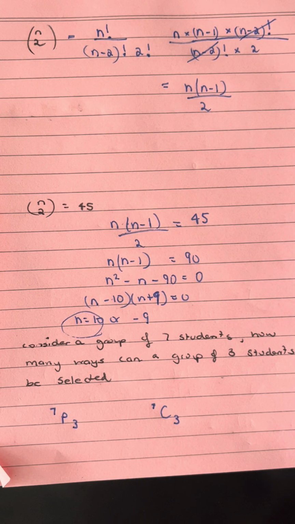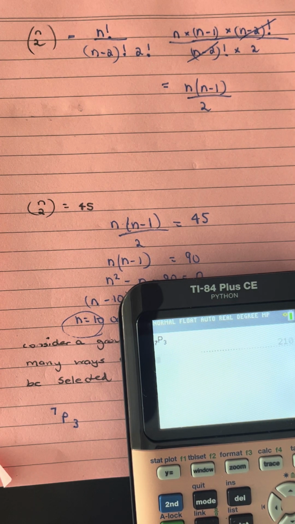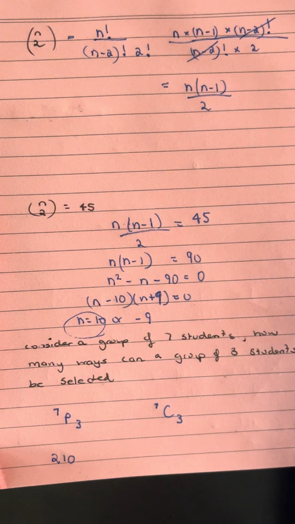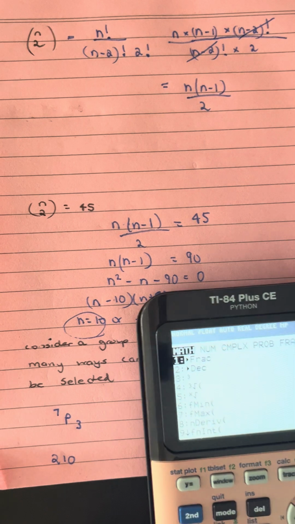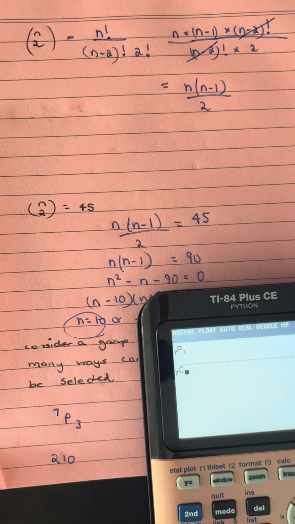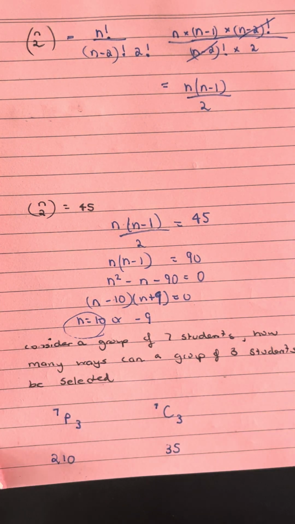So if we were just doing our 7P3, we would have 7, 3, and the answer would be 210 combinations there. If order didn't matter, then we would have our 7C3, and we would get the 35. So always be careful to check if they're saying order matters or doesn't matter.